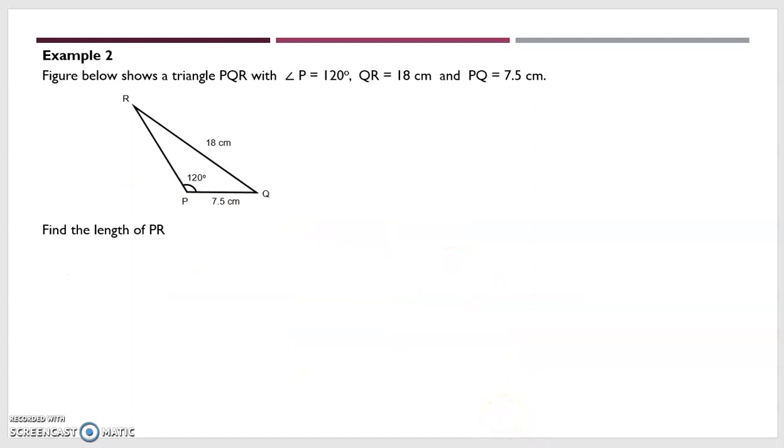Let's move on to example 2. The figure below shows a triangle PQR with angle P 120 degrees, QR is 18, and PQ is 7.5 cm. The question: find the length of PR. So we need to find this length, PR.